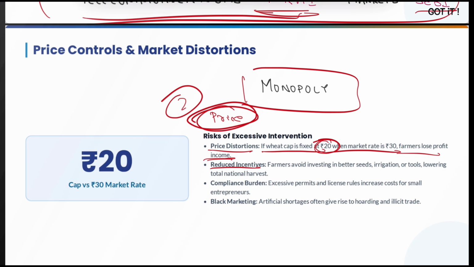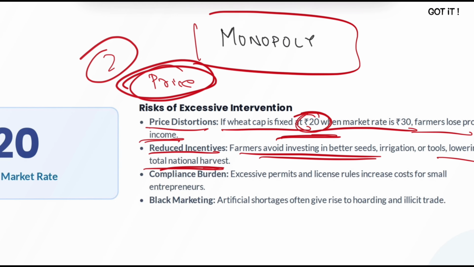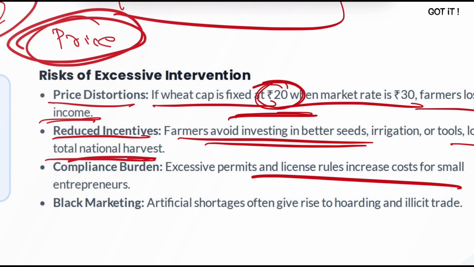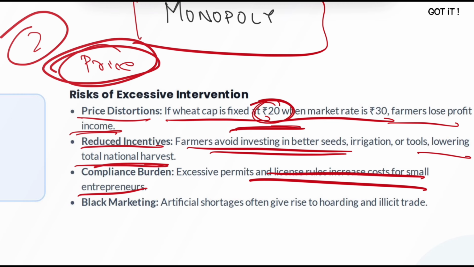Next is reduced incentive. Farmers avoid investing in better seeds because they have reduced income. Therefore, they will use inferior quality seeds and not follow proper harvesting methods, lowering the total national harvest. There is also a compliance burden, as excessive permits and license rules increase the costs of small entrepreneurs. And there will be an increase in black marketing as well, because artificial shortages often give rise to hoarding and illicit trades.